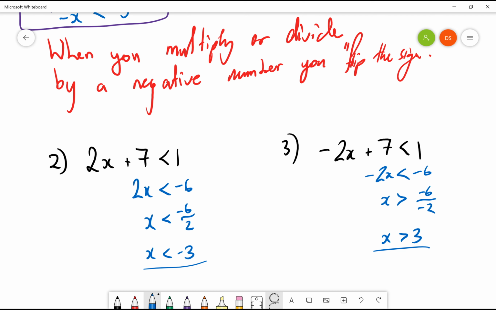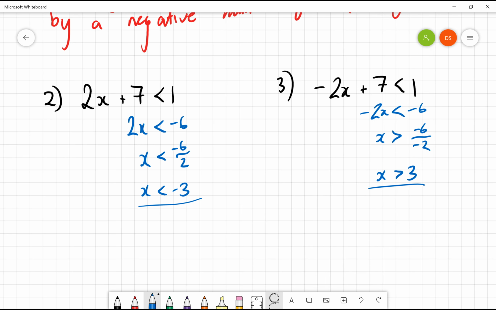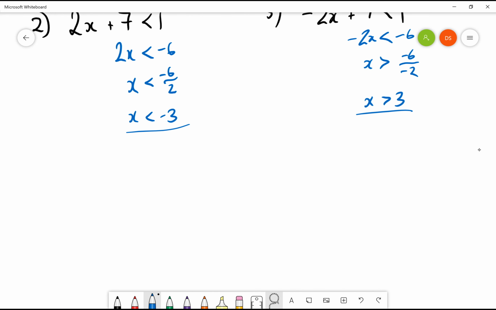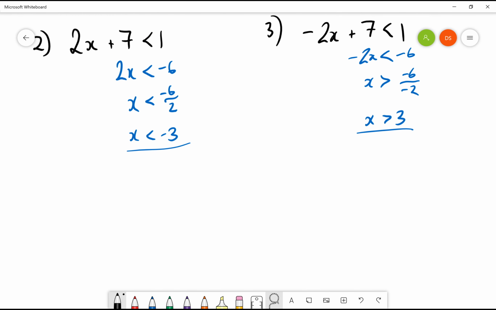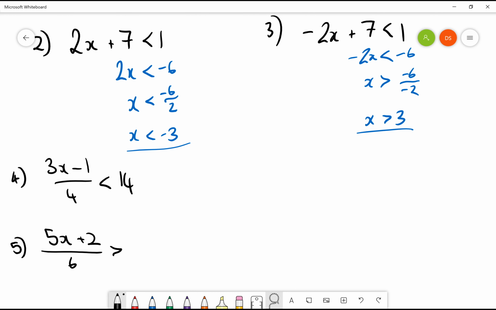And so I'm going to give you guys a few more inequalities questions, and we're going to see how we go. So I'm going to leave these up the top so you know when you need to flip and when you don't. And I'm going to give you quite a few questions. So, question 4. 3x minus 1 over 4 is less than 14. 5. 5x plus 2 over 6 is greater than 1, or I'll make it greater than or equal to 1.